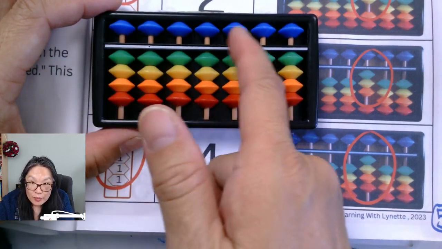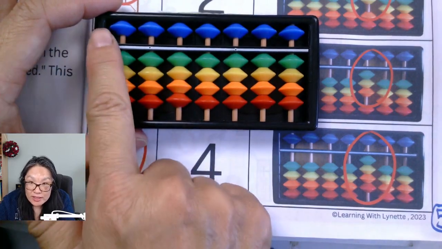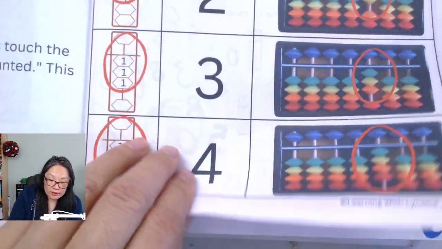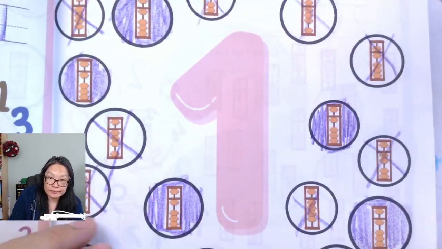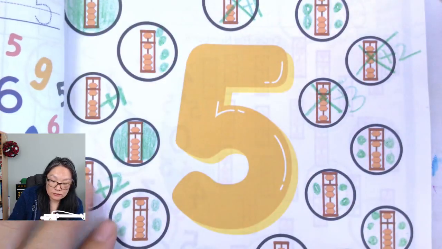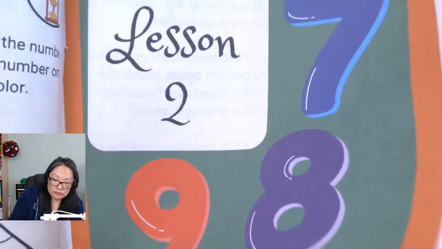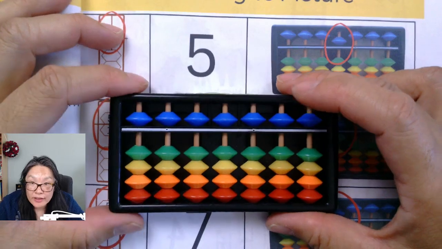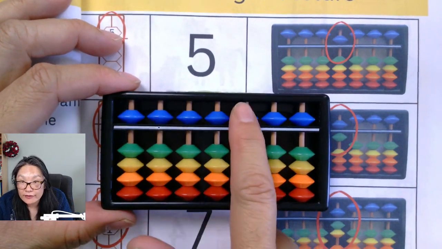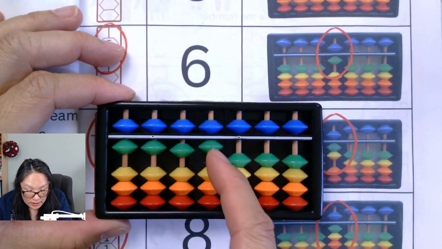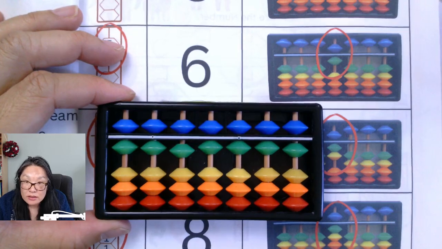Notice none of the top beads are touching, because what happens? The top bead is a value of 5. That's what 5 is. So when we're looking, the top bead is a value of 5. We have 5. And then after 5, we have 6. 6 looks like this. That's what 6 looks like.